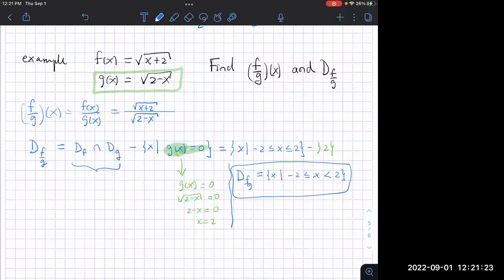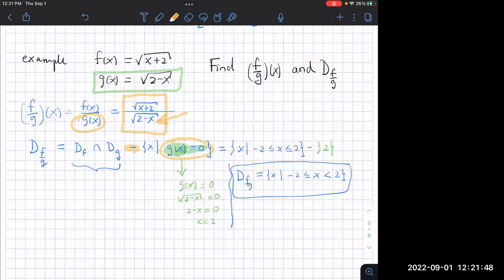I didn't understand this. Can you repeat it, please? Okay. Because it's a fraction, the denominator cannot be 0. The denominator is the g. So that's where I say g cannot be 0.